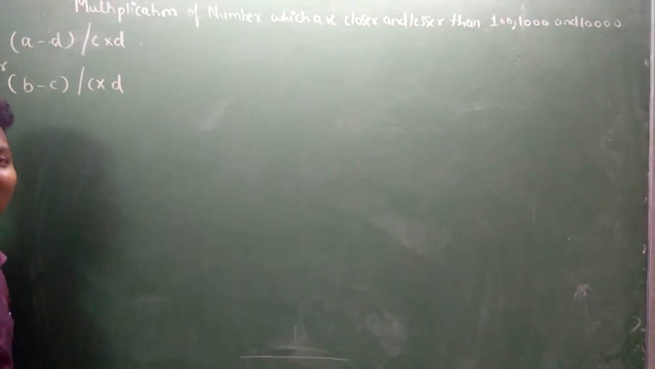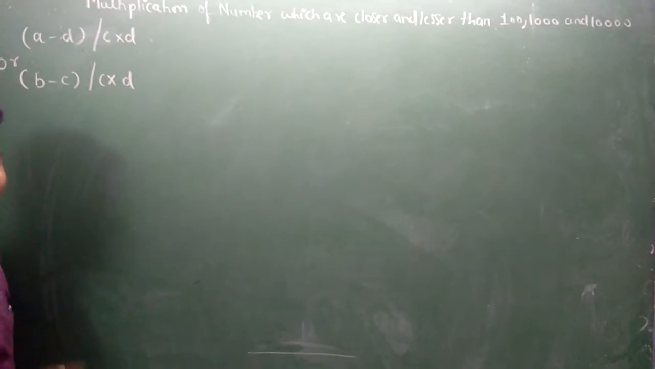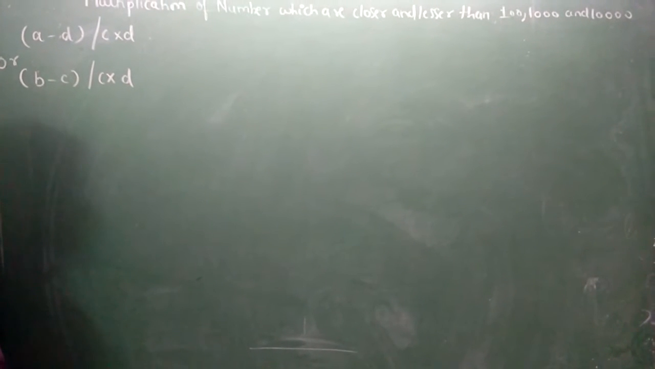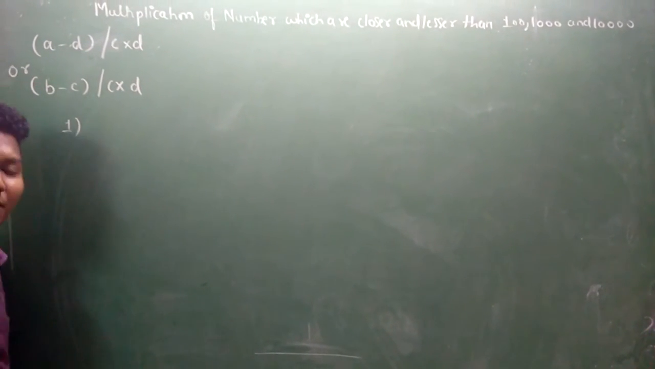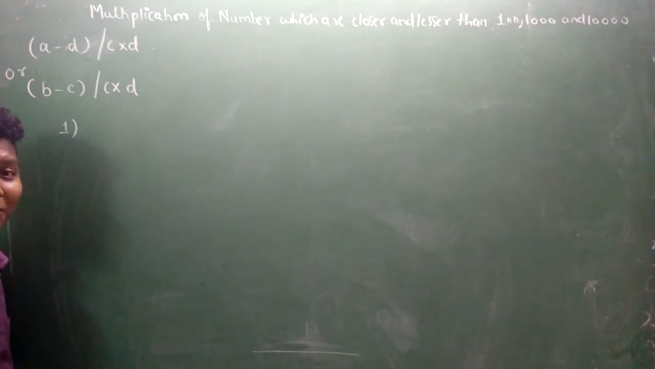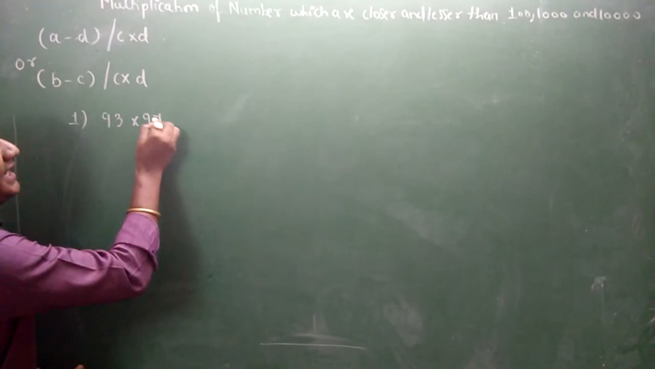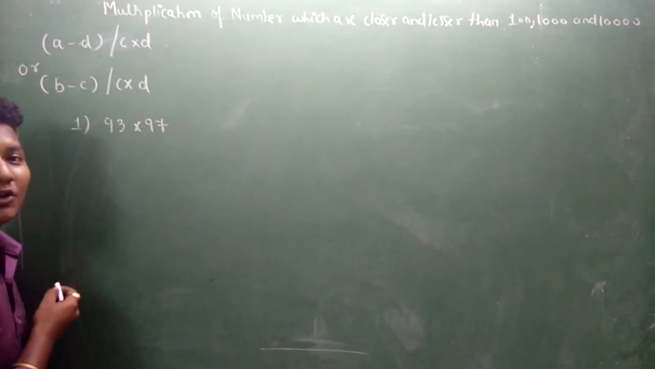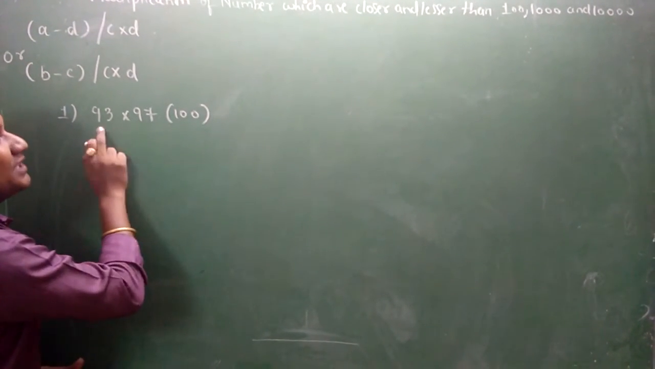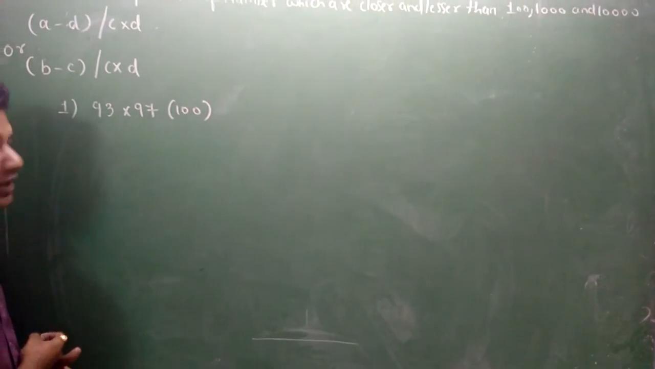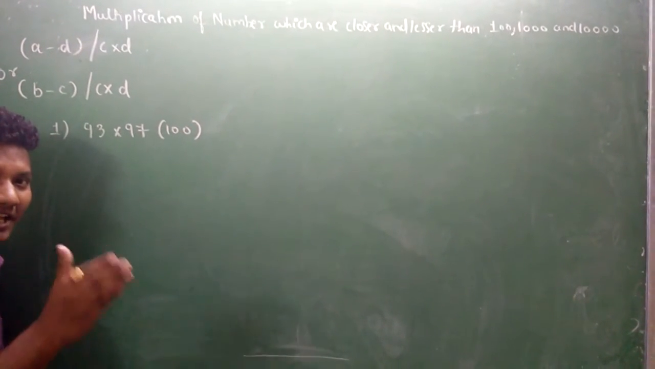Now the challenging part is how to find the value of a, b, c and d. Just focus here. Let's take some examples. The first one: for example, if you want to multiply 93 into 97. Can I say both numbers are closer to 100? So the base for both numbers is 100.